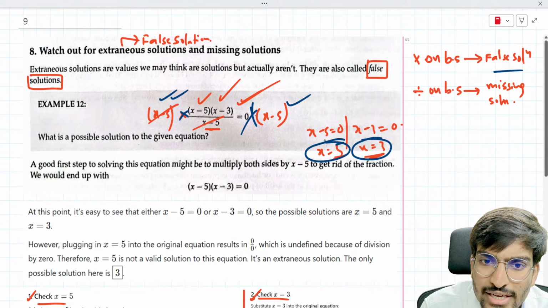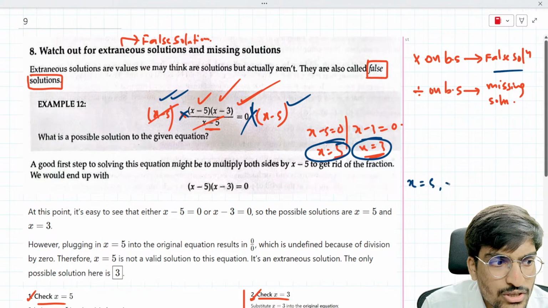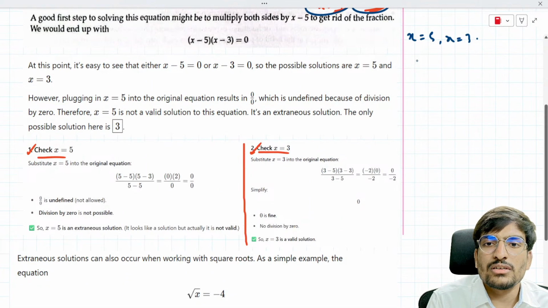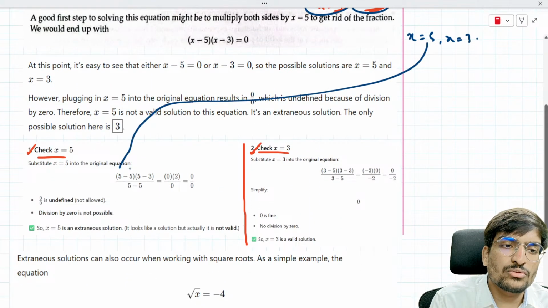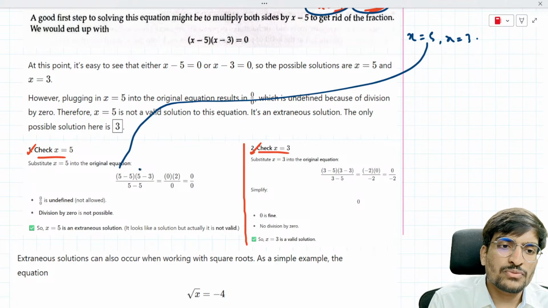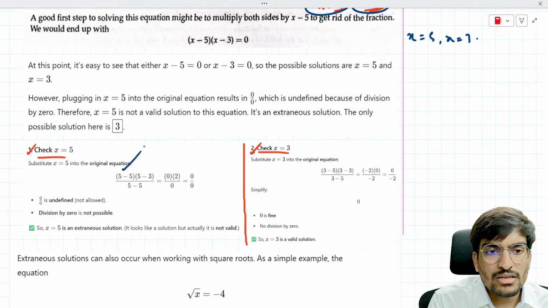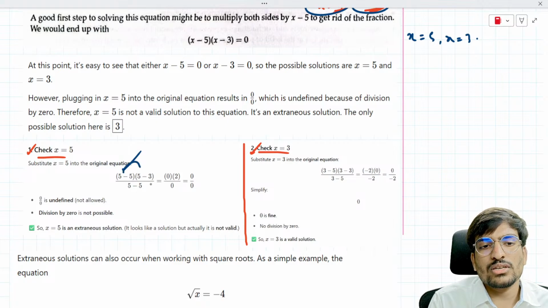Take that 5. We got x equals 5, and x equals 3. Let's take that 5 and put it back into the equation. I'm just taking 5 and putting it into the equation, wherever x is there. And what answer did I get here? 0. 5 minus 5 is 0. 0 into anything is 0.